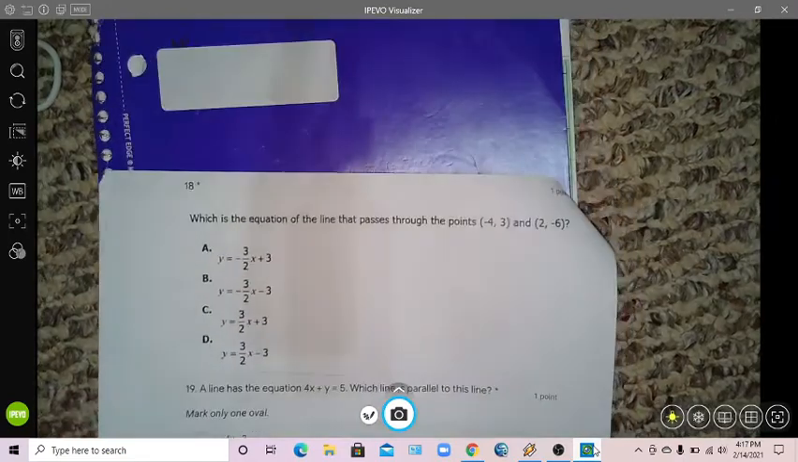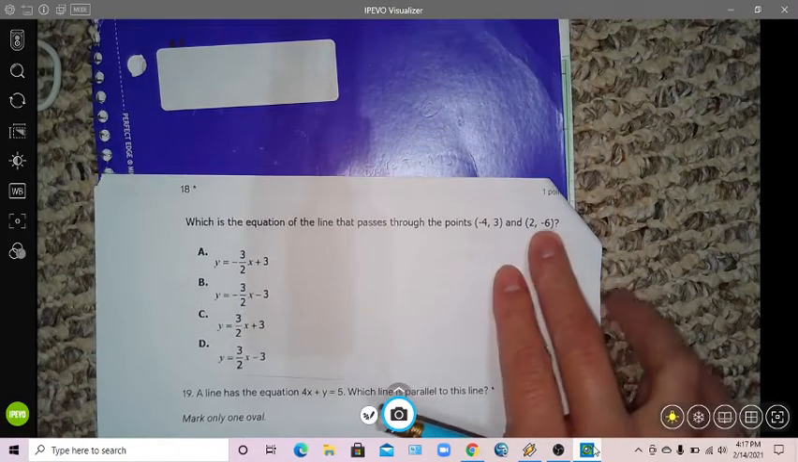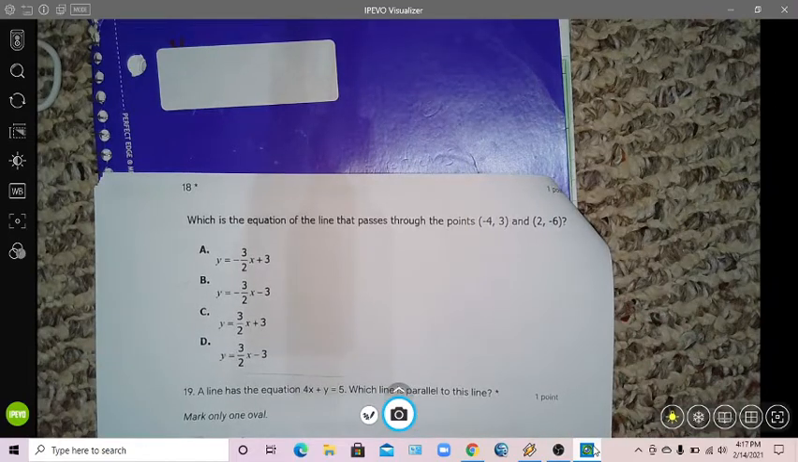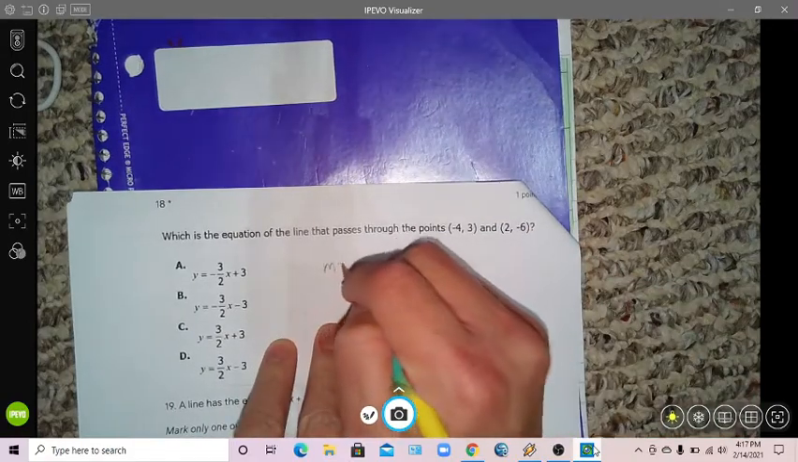Alright, so for 18, what is the equation of a line that passes through (-4, 3) and (2, -6)? Okay, so first, here are the equations to choose from. They're all y equals mx plus b equations. So let's find the slope of this first.